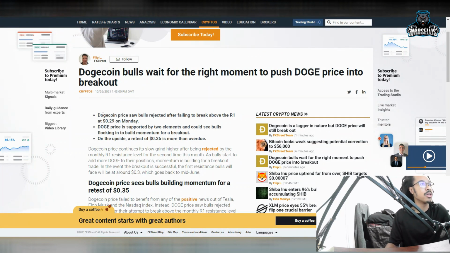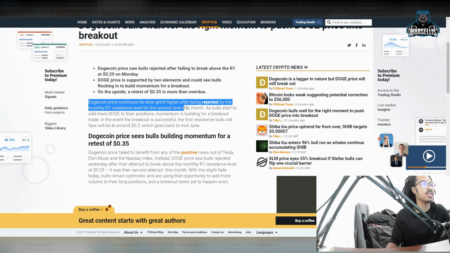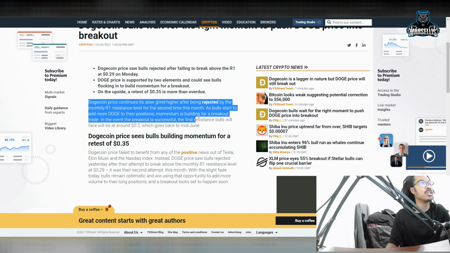So Dogecoin price saw bulls rejected after falling to break out above the R1 at 29 cents on Monday. Doge price is supported by two elements and could see bulls flocking in to build momentum for a breakout. On the upside, a retest of 35 cents is more than overdue, which is very true. Dogecoin price continues its slow grind higher after being rejected by the monthly R1 resistance level for the second time this month. As bulls start to add more Doge to their positions, momentum is building for a breakout trade.